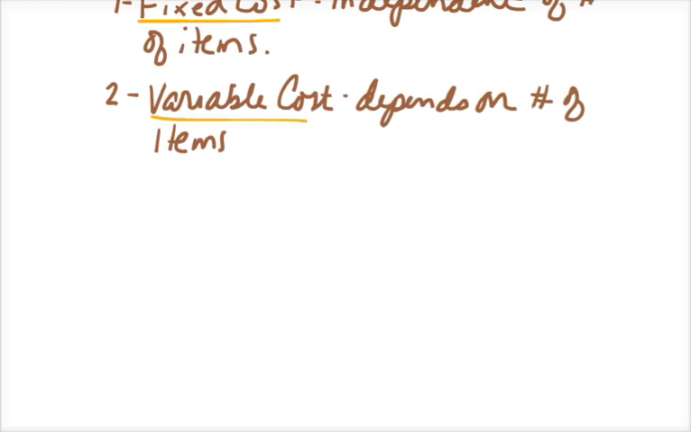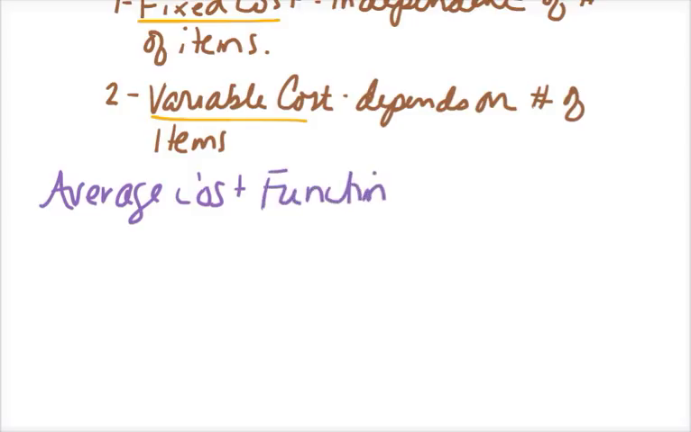So, by definition, your average cost function is going to be the cost function divided by x. And we'll see this in an example.